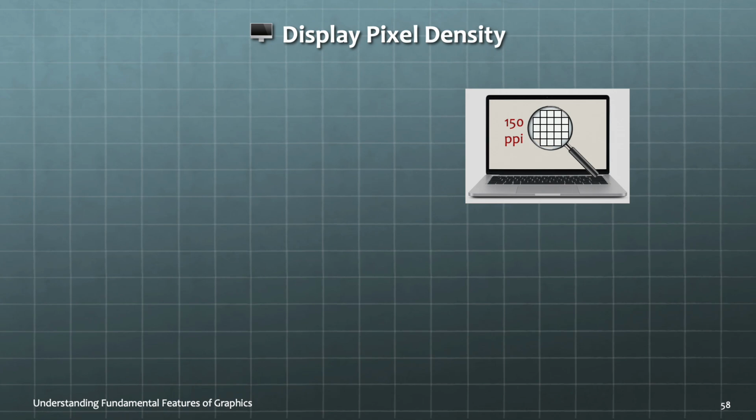Now I'm going to talk about display pixel density, which is a similar concept to image pixel density. Just as with display pixel dimensions, display pixel density is often referred to as display resolution. But this is confusing. The pixel density is only half the story. A display may have a high density of 400 pixels per inch, but that says nothing about the pixel dimensions.